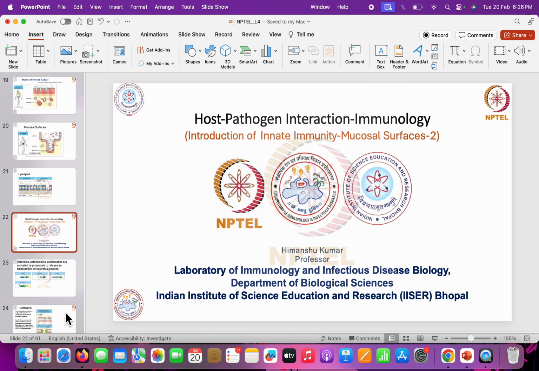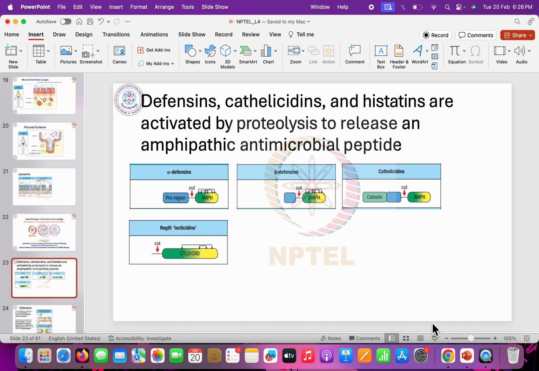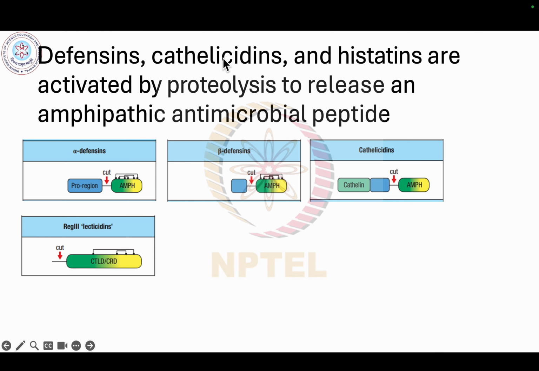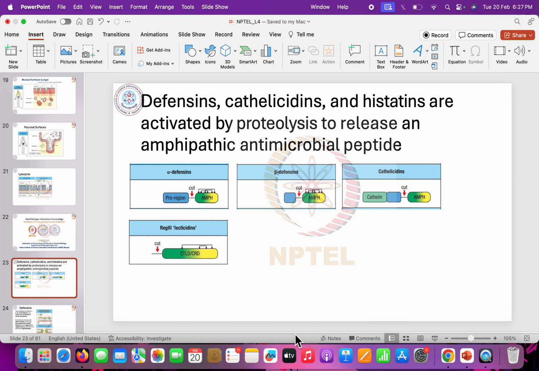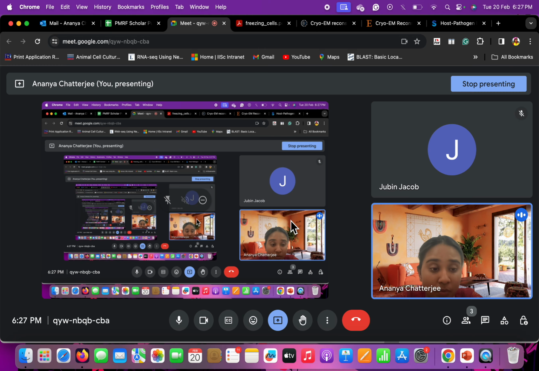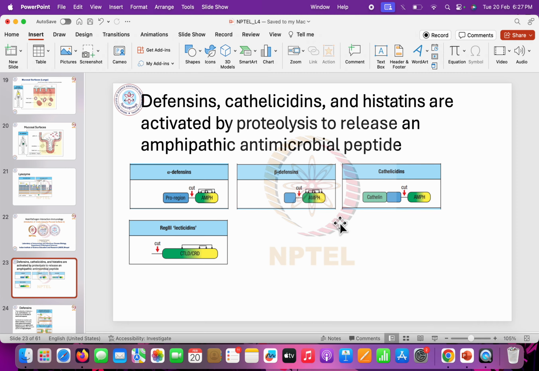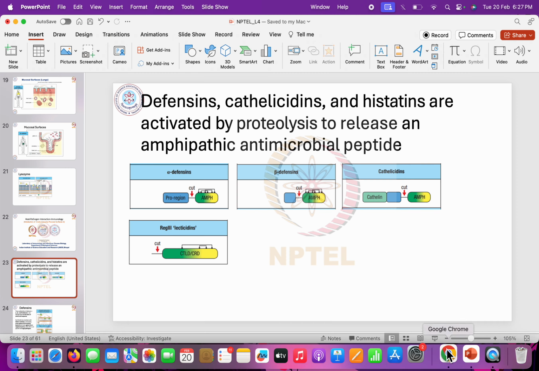So we will discuss defensins, cathelicidins and histatins, which are activated by proteolysis to release an amphipathic antimicrobial peptide. If you have any doubt, we'll discuss that and then we'll start with the chemical components.